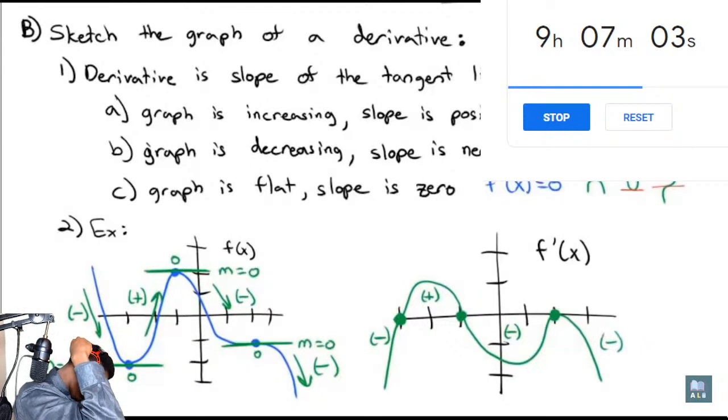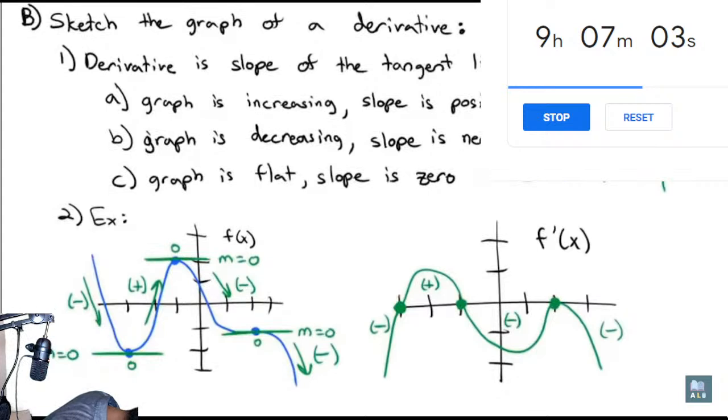And so we've sketched approximately, not exactly, but pretty close to what the derivative of this first function looks like, because we know that if the graph is increasing, the derivative is positive. If the graph is decreasing, the derivative is negative. And if the graph is flat, the derivative is 0.